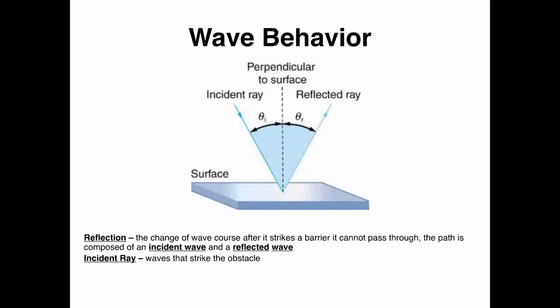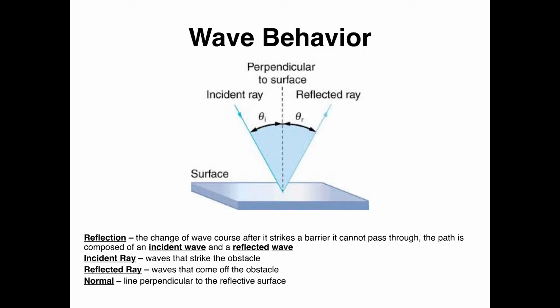But what's an incident ray? An incident ray is the waves that come in that strike the obstacle before it's reflected. In the diagram here, the ray on the left that's coming in is labeled incident, and the angle there is labeled theta I, which stands for angle of incidence. The reflected ray is the waves that come off the obstacle after they've been reflected. It's the line on the right, and it is labeled reflected ray. And theta R represents the angle of reflection, or the angle that comes off.